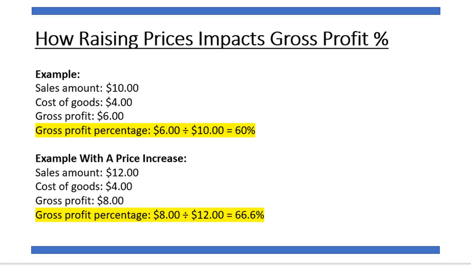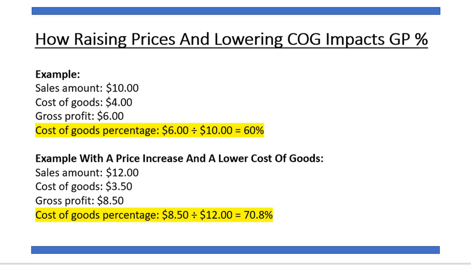The other side of this that I can impact is by raising prices. Again, this top example is the one we've been covering. In the bottom example, I now increase the price I'm selling it for from $10 to $12. Cost of goods remains the same at $4. All I've done is a price increase. But that results in me making $8 now instead of $6, which raises my margin from 60% to 66.6%.